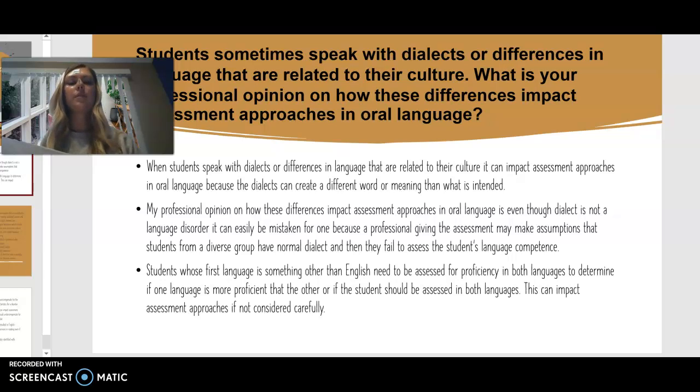Students whose first language is something other than English need to be assessed for proficiency. They should be assessed for proficiency in their first language and in English to determine whether they are proficient in one language more than the other, or proficient in both languages. If so, we need to assess them in both languages. This can impact assessment approaches if it's not carefully considered.